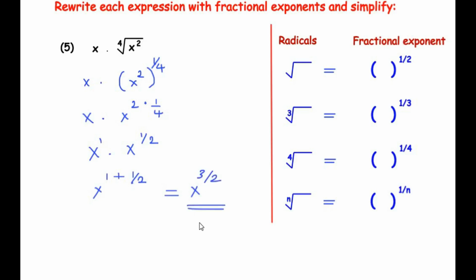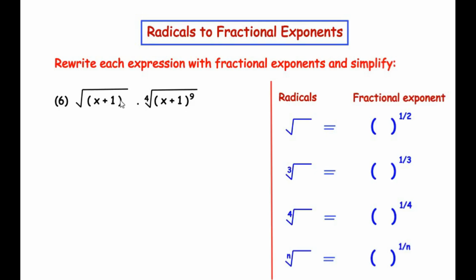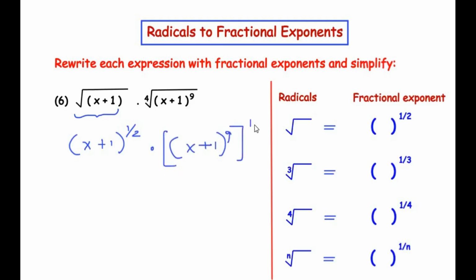Now let us move on to the last question: square root of x plus 1 times the fourth root of x plus 1 to the power of 9. Let us focus on the first term here. This is the square root of x plus 1, so we can just write it as x plus 1 to the power of 1 over 2. Since it is a square root, it changes to 1 over 2, times, now writing the same term, x plus 1 to the power of 9. Now this is going to be raised to the power of 1 over 4, because this is a fourth root.